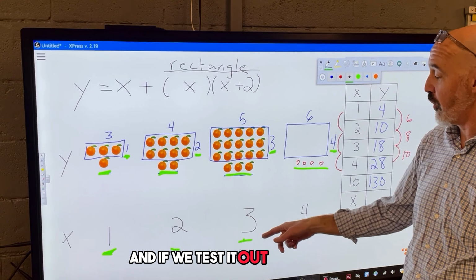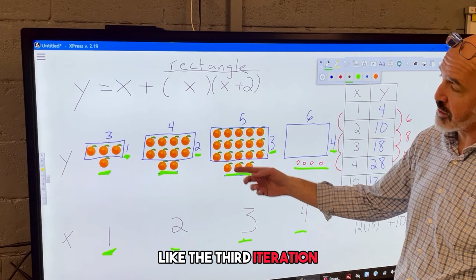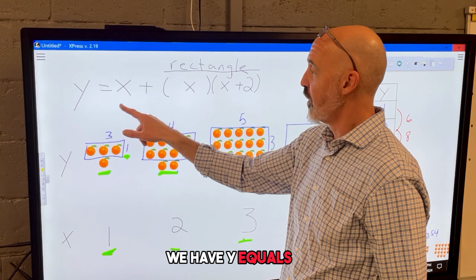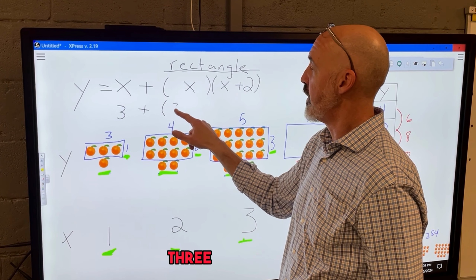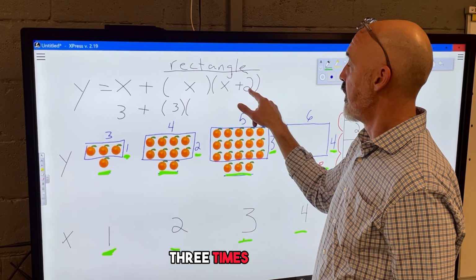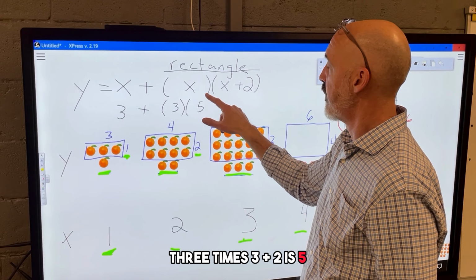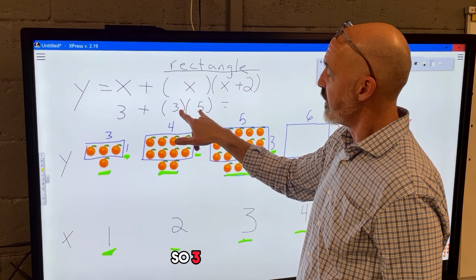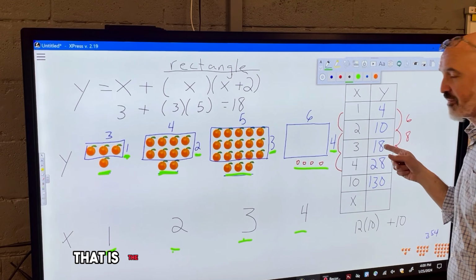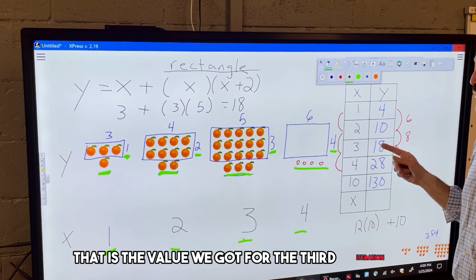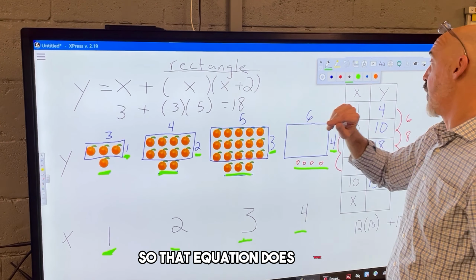And if we test it out and plug in like the third iteration, we have y equals 3 plus 3 times 3 plus 2 is 5. So 3 times 5 is 15, plus 3 is 18. That is the value we got for the third iteration. So that equation does work.